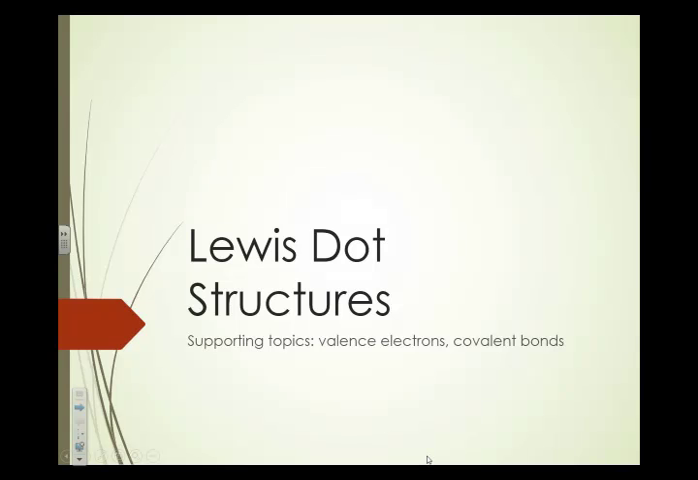Lewis dot structures help us to take the formula of a compound and translate it eventually into a three-dimensional shape. We need Lewis dot structures to help us determine what that three-dimensional shape is. In order to do this, you want to have a good understanding of how valence electrons are determined for particular elements and what a covalent bond is.